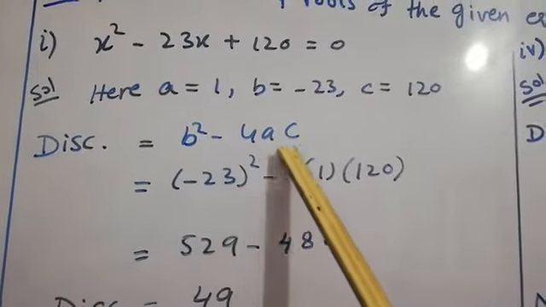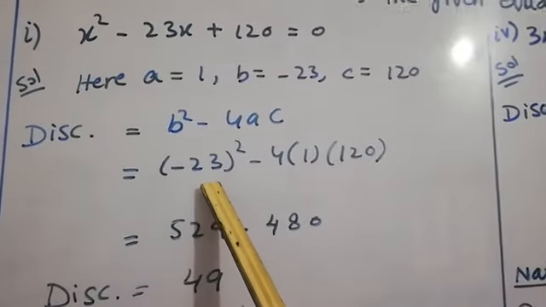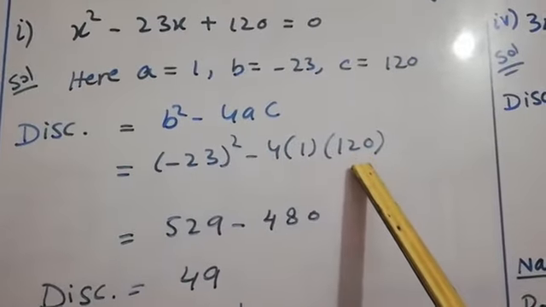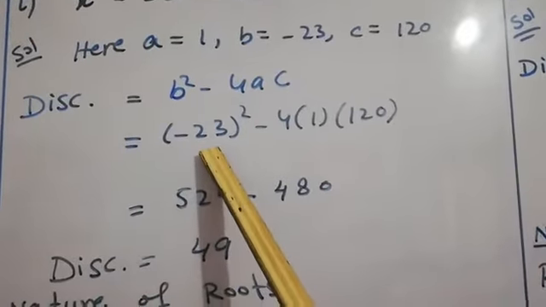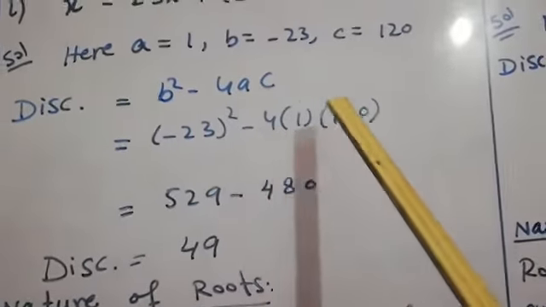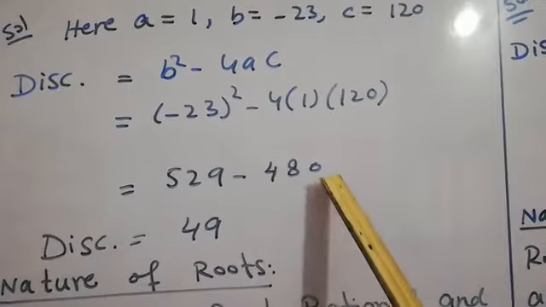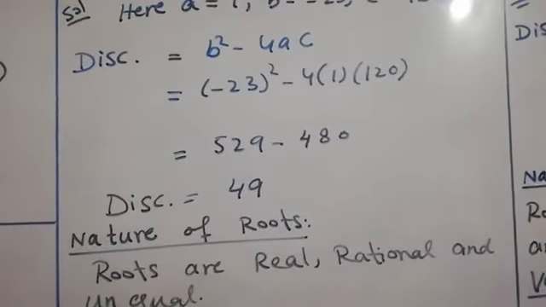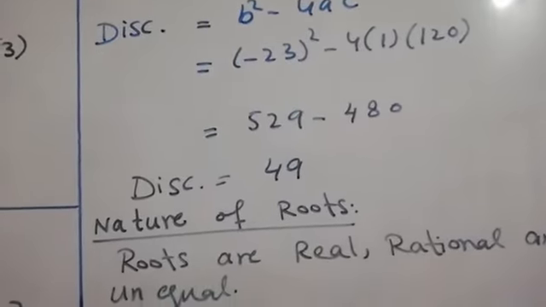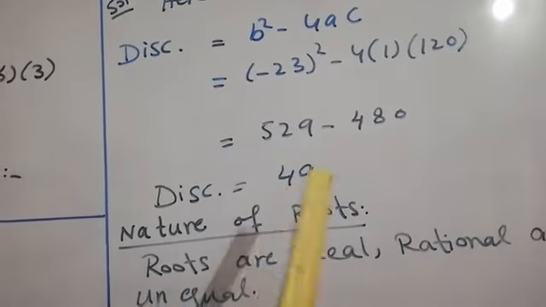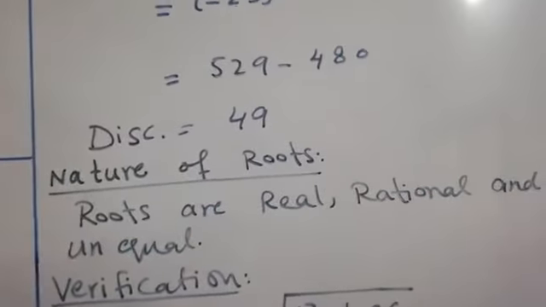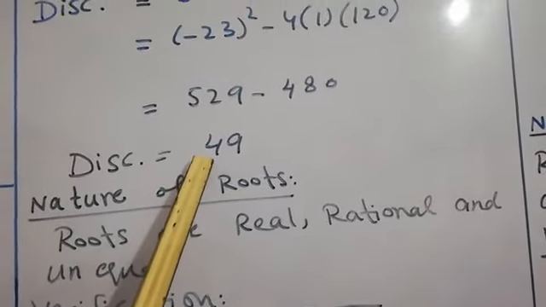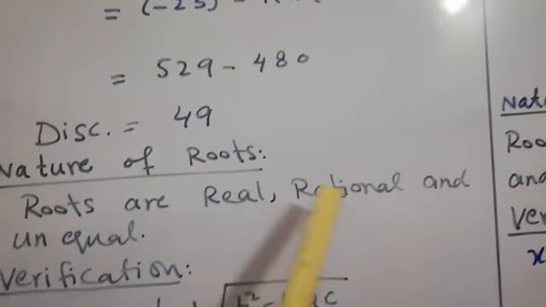Discriminant is b square minus 4ac. First of all, we will write the value of b, which is minus 23, minus 4, value of a is 1, value of c is 120. The square of 23 is 529, minus 4 multiplied by 120 is 480. After subtracting these 2 values, we get the discriminant 49. My dear students, you know that 49 is the square of 7. This is a perfect square. Square root of 49 is 7. So the nature of the roots is real, not imaginary, because this is a positive value. Roots are real, rational and unequal.